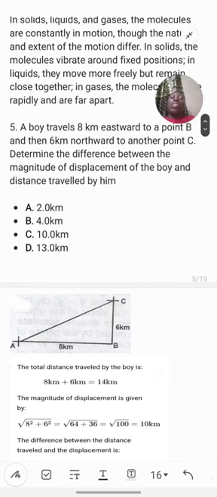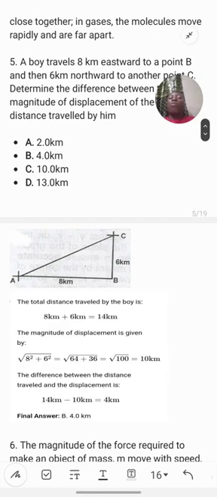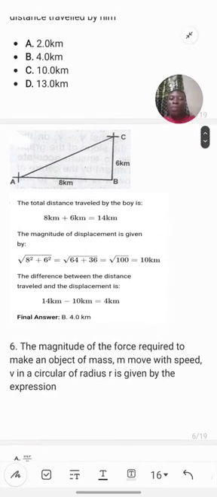Now, what is the question? They ask us to look for the difference between the magnitude of the displacement of the boy and the distance traveled by him. So that will be 14 minus 10 kilometers, and that will give us 4 kilometers. So that will be option B.